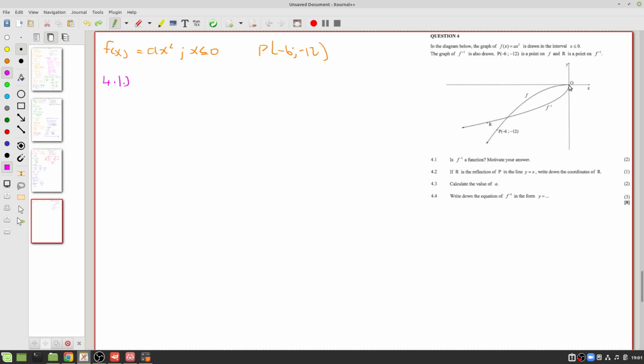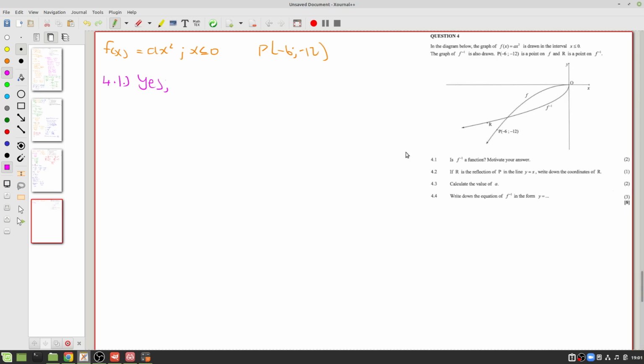But we can do the same for the inverse. So here's the inverse. It passes the vertical line test, right? Any vertical line anywhere just crosses the graph once. So that is a function. So that's one way we can say it. We know it's yes. Yes, it's a function.